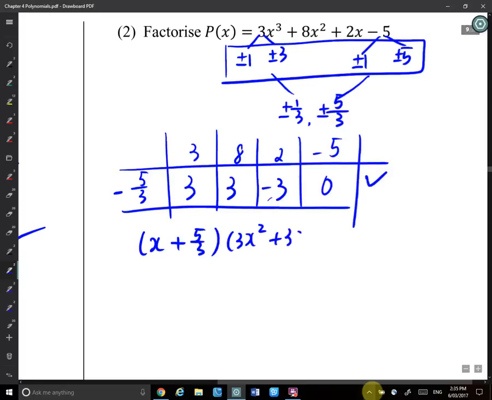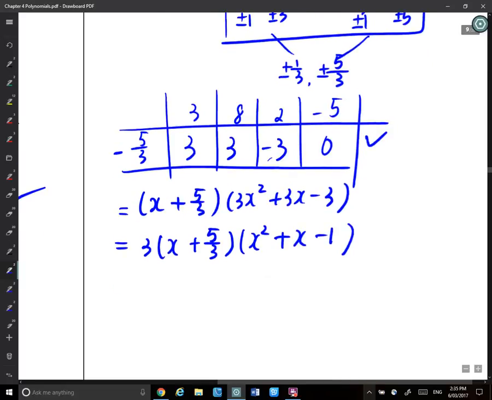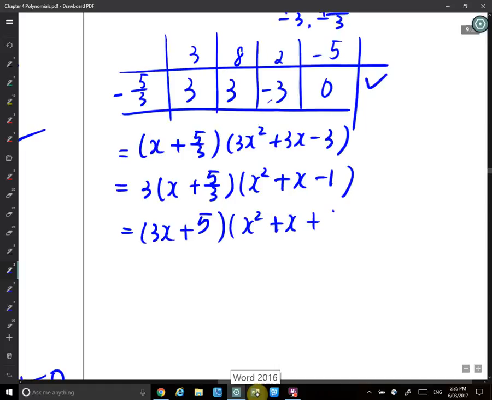3x squared plus 3x minus 3. You can take the 3 as common factor, and then you can put that in here. It just looks better, and nothing has been changed. And here I can complete the square.